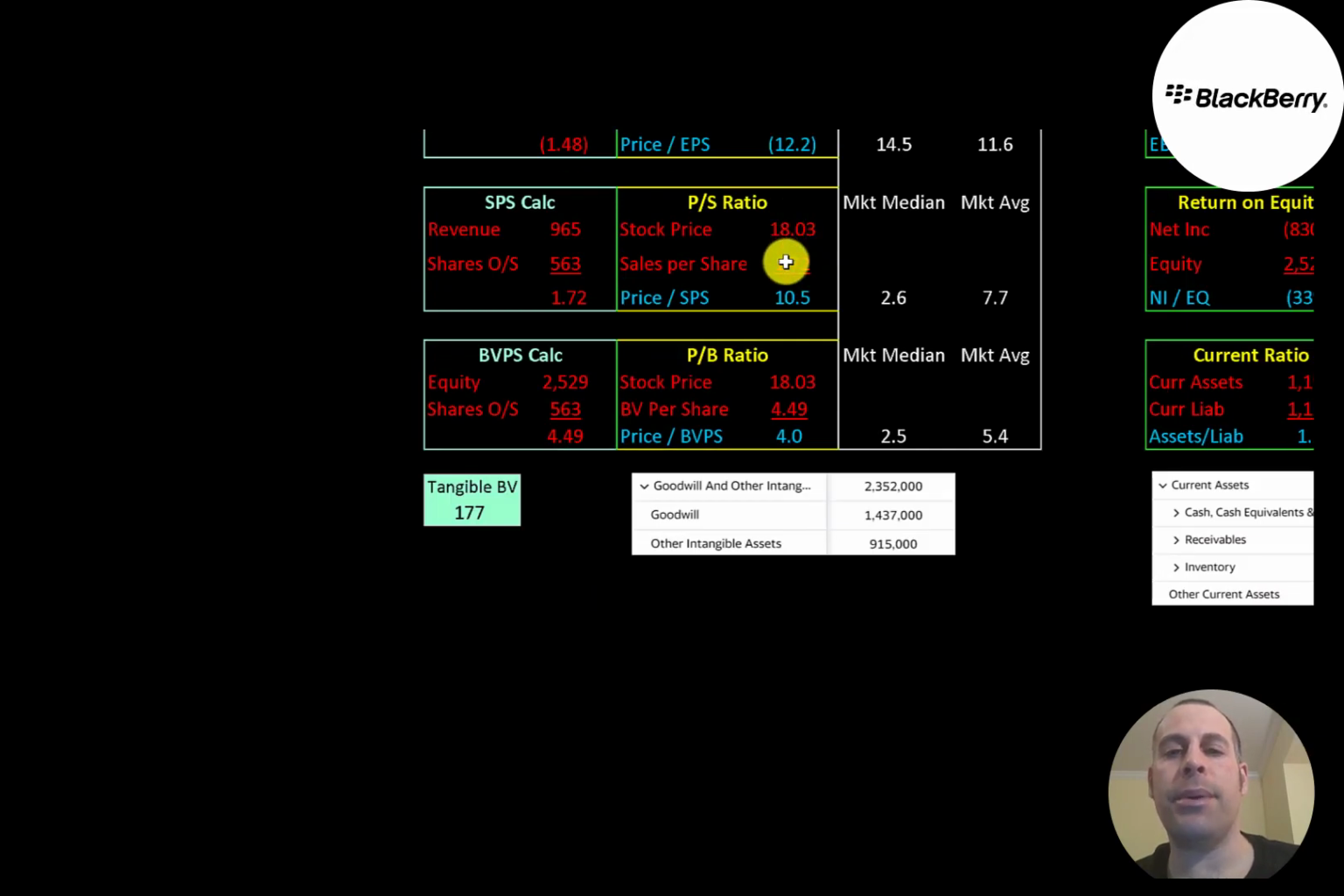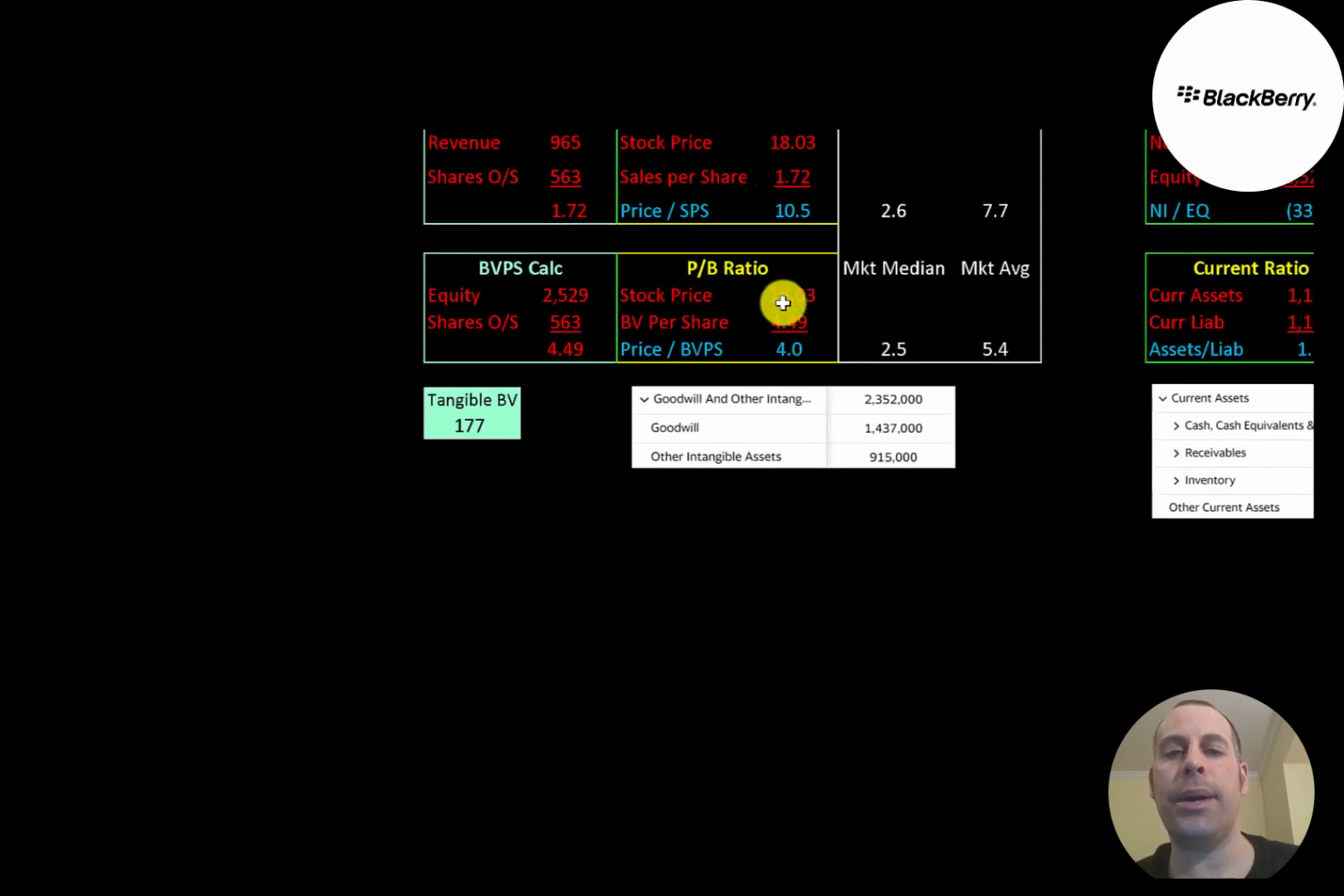Price to sales is stock price over sales per share. They're at 10.5. So investors are paying $10.50 for $1 of revenue. Price to book is stock price over book value per share. They're at 4.0. That's between the median and average. And the way you calculate book value per share, it's equity over shares outstanding.